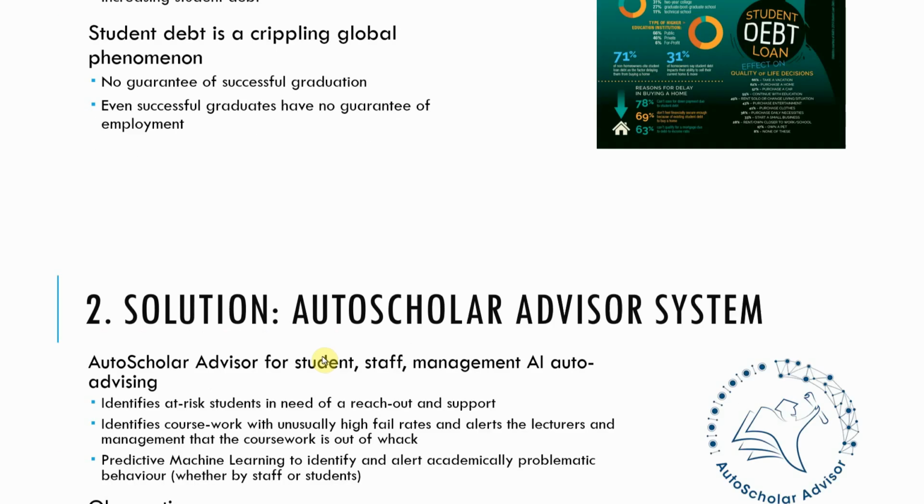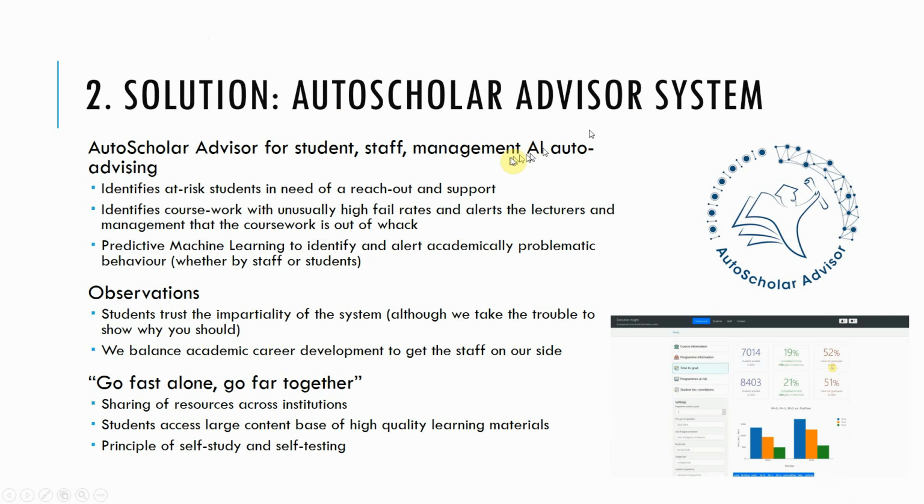Our solution, the AutoScholar Advisor, uses artificial intelligence and data science to advise students, staff, and executives on a path to success. It identifies students who are at risk of failing long before actual failure. It gives students, lecturers, and support staff the time needed to reach out, make changes, and stay on track.